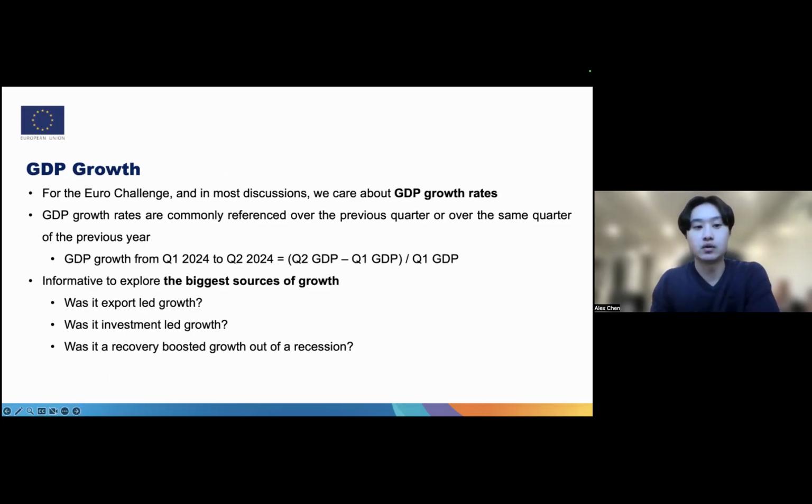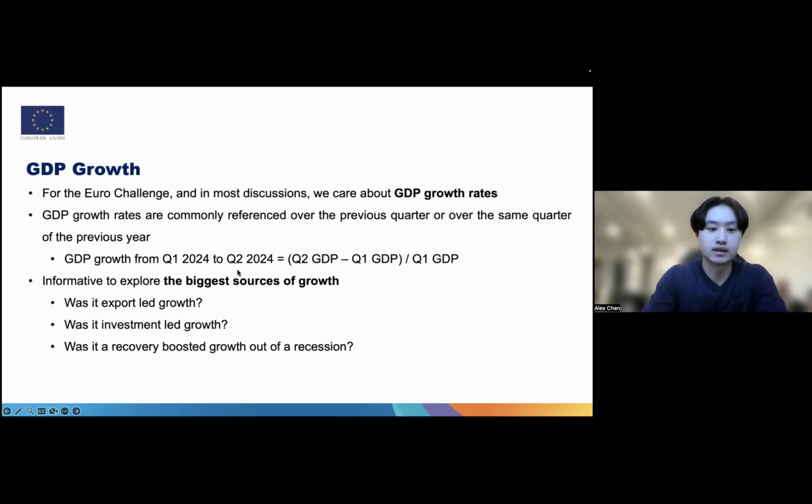So GDP growth. For the Euro Challenge and in most discussions, we're talking about GDP growth rate. So how's it changing over time? And usually it's referenced over the previous quarter, so the previous 3 months, or over the same quarter of the previous year. So the previous 3 months of this year compared to the previous 3 months of the last year.